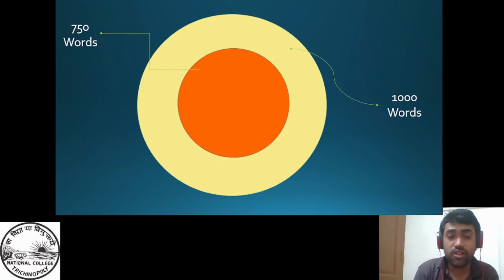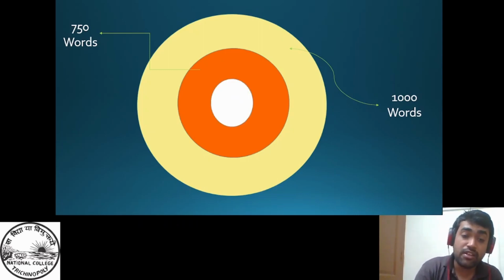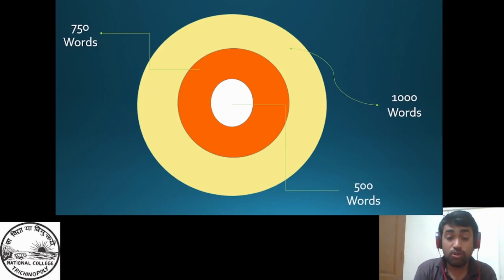Someone who is very good at English may know 800 or even 900. Someone who is not so much associated with it might only know maybe 500 to 600 words. Don't bother about it now, it varies from person to person, but assume that you know 750 words. And even in the inner circle, if you just check, you only know 500 words. Don't bother about 1,000 words, as I mentioned earlier.